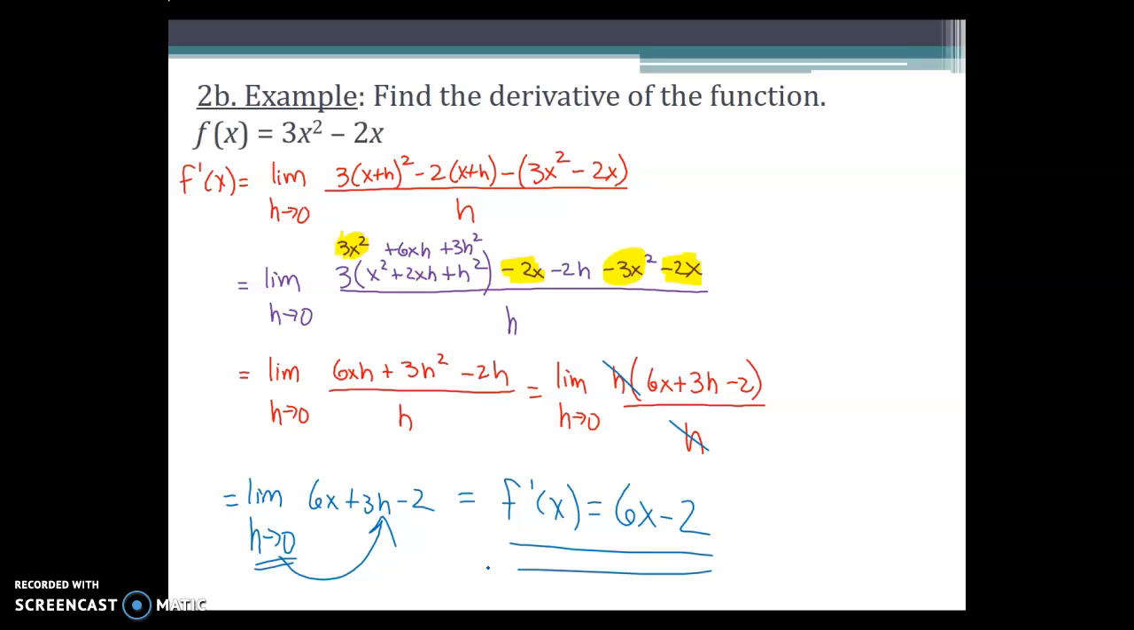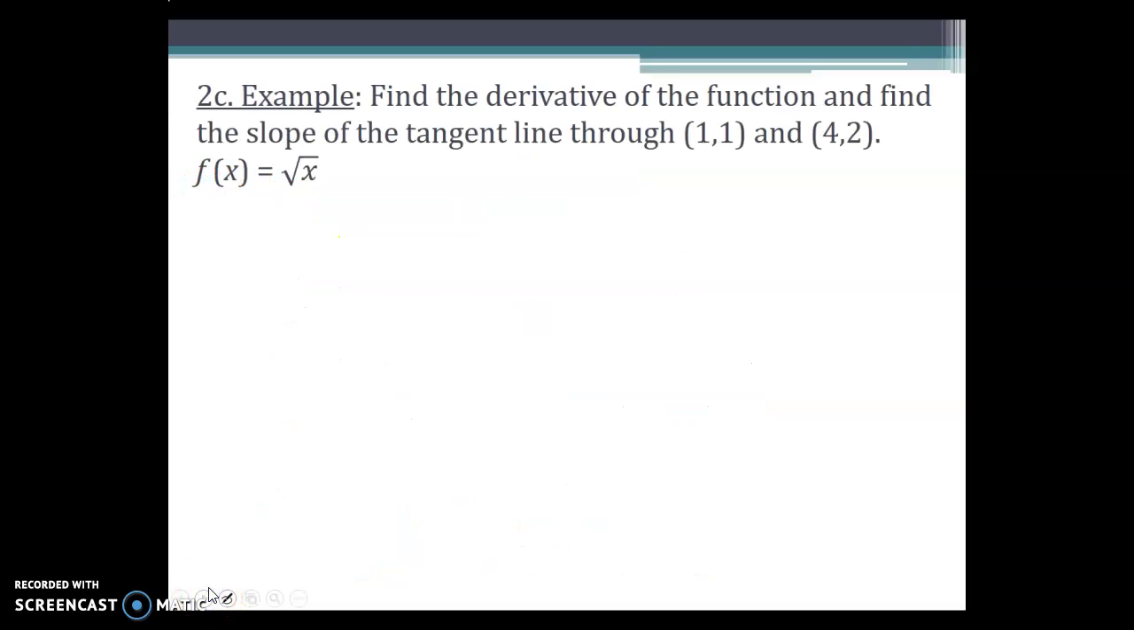Let's do one more example before the end of this video. Here it is. We want to take a look at just a slightly different function, and then once again give you the opportunity to look at tangent lines through given points. So take a moment. Let's get this thing set up. f of x plus h, stick the x plus h in there. Hopefully this looks pretty familiar.